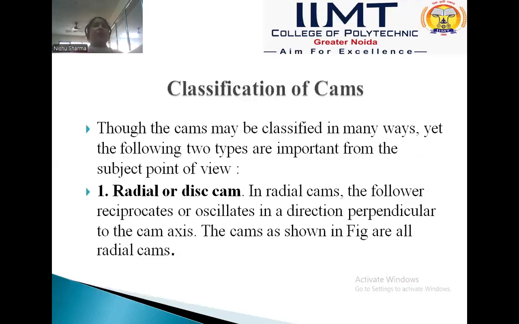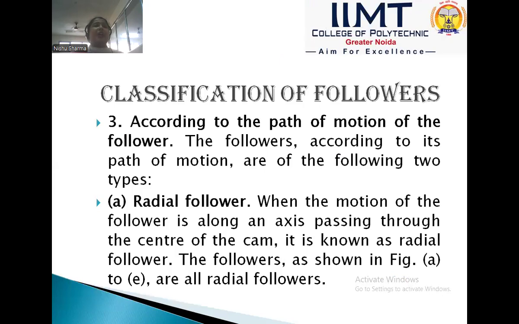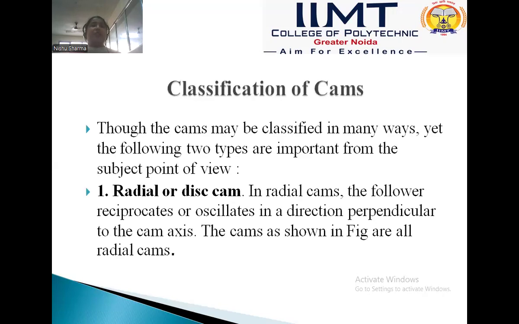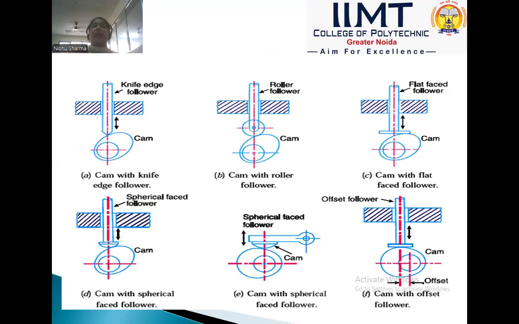Okay, now the second one is the offset follower. When the motion of the follower is along an axis away from the axis of the cam center, it is called the offset follower. The follower as shown in diagram F is the cam with offset follower. In this diagram, according to the name, offset means there is a distance between them.